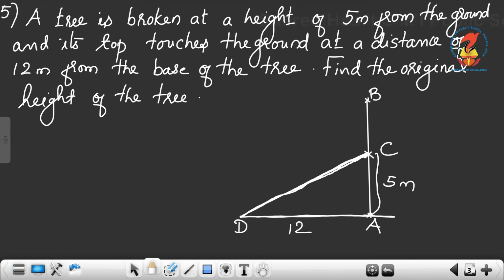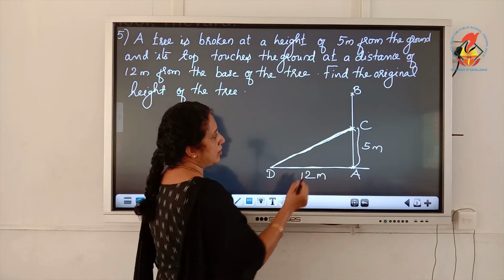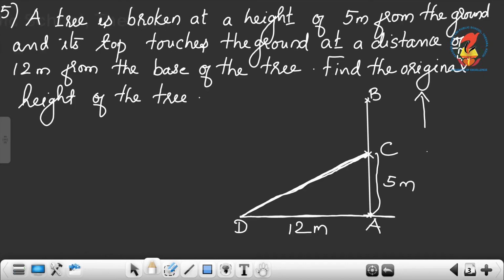So, the distance between the top of the tree where it touches the ground and the base of the tree is 12 meters. Find the original height of the tree. Original height means AB. AB, the original height of the tree, is AB. And from A to C, the height is 5 meters.